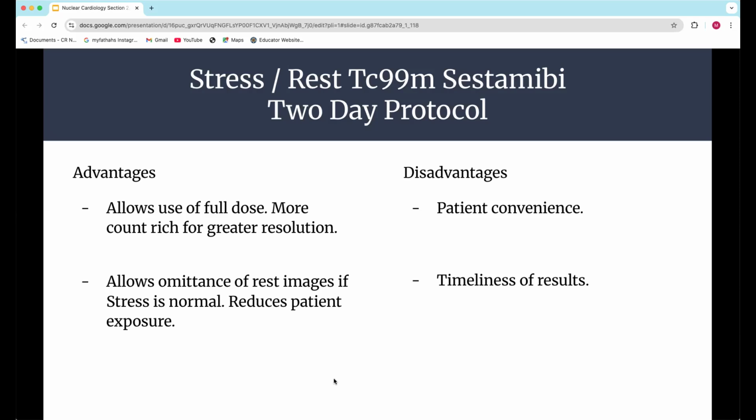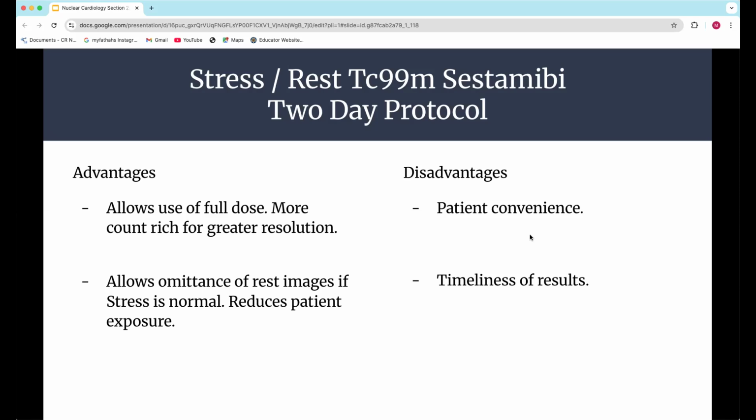Their dose goes down. The disadvantage is also patient inconvenience, because if they needed to come back, now they're having to come to the hospital 2 separate days. Then you run into work schedules and all kinds of things like that. And then also timeliness of results. This takes 2 days to even complete the whole entire protocol.